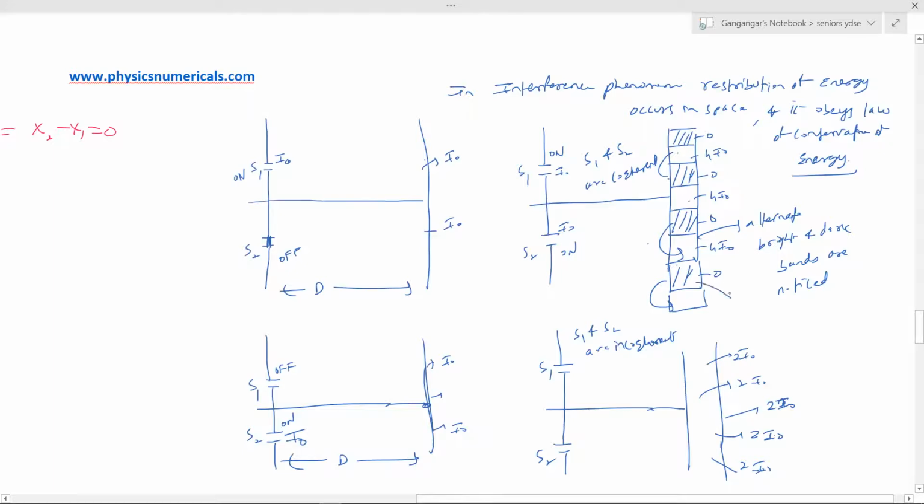So why 0? Here what can we write? Destructive interference. What about the bright band? Constructive interference. Got the idea? So this is about the YDSE basics.